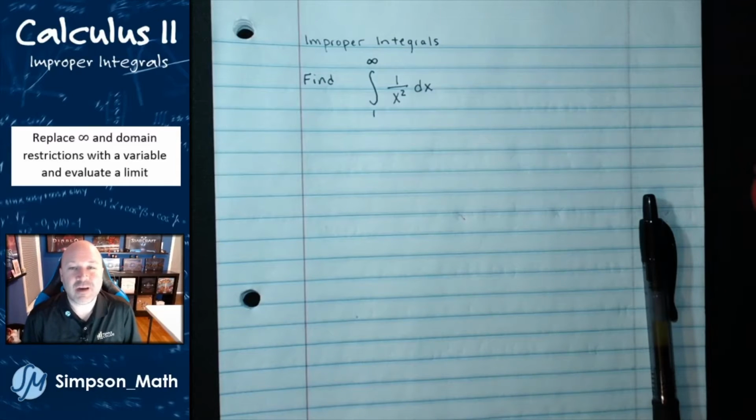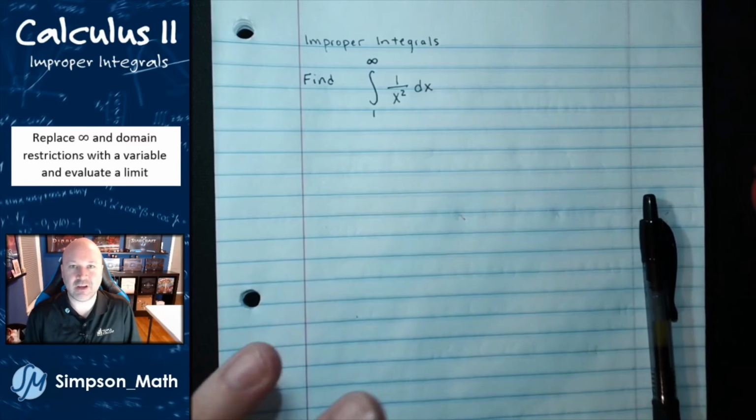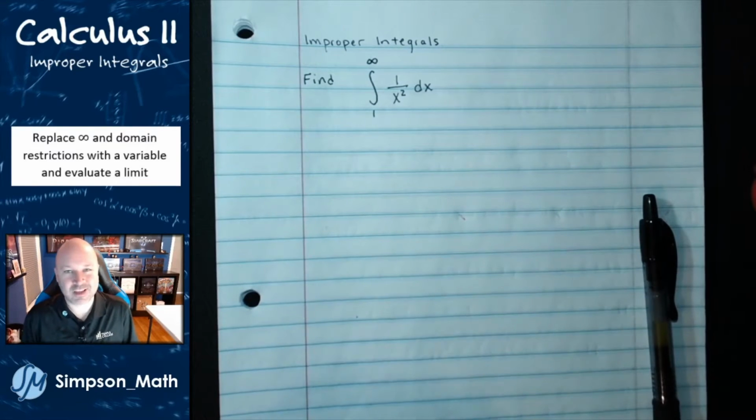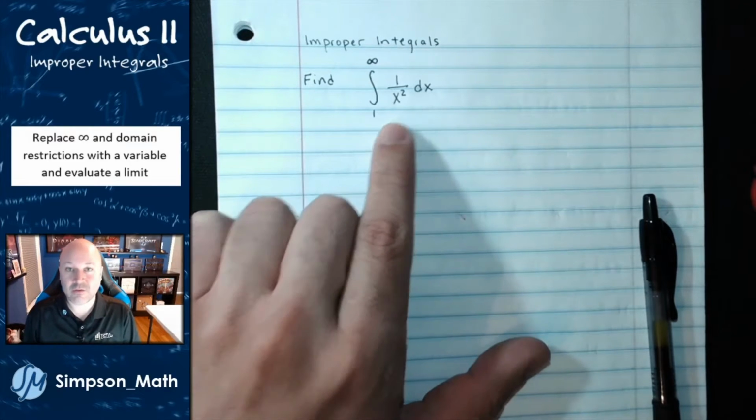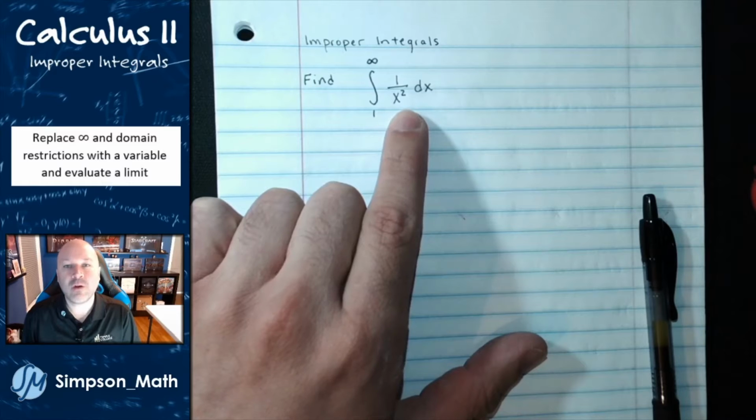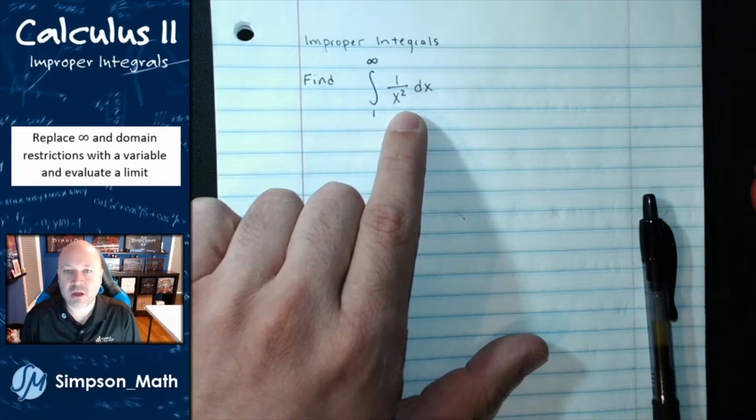Johnny here with Simpson Math, and in this video I'm going to cover improper integrals, how to integrate improper integrals. Alright, to get started, I'd like to integrate from 1 to infinity 1 over x squared.